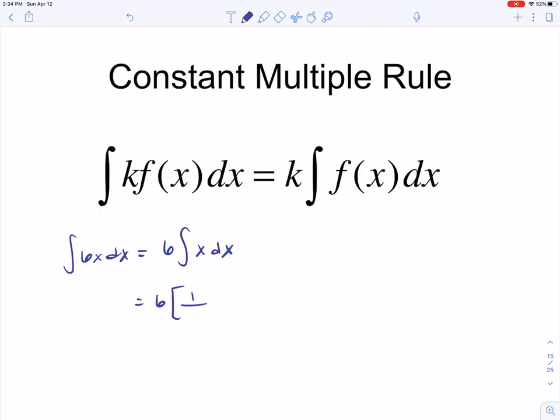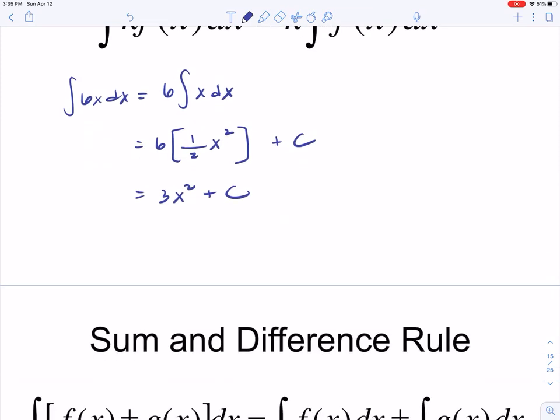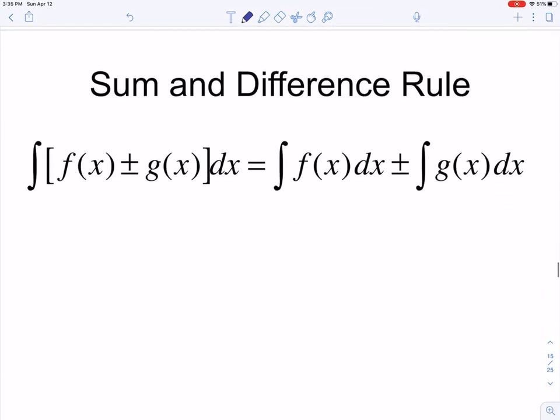So when we integrate x with respect to x, power rule for integration, that would be 1/2 x squared. And then don't forget your plus c. And then you can just multiply that 6 back in. When you're showing your work, you don't have to pull the constant out, but you're thinking about the constant still being there, multiplying it in.